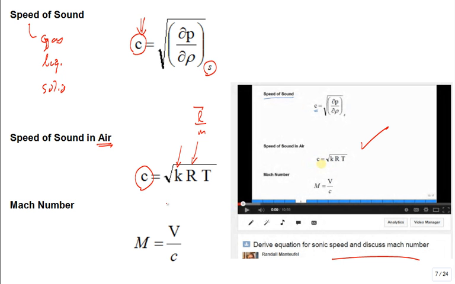So as the temperature of the air goes up, what does the speed of sound do? Does it stay constant, or does the speed of sound go up? It goes up. As the temperature of the air goes down, the speed of sound decreases.